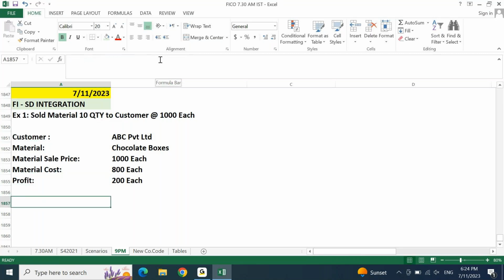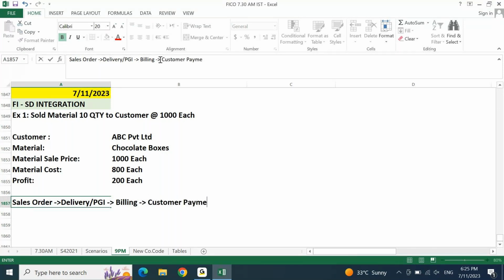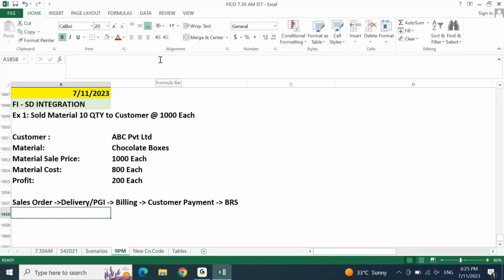First, when it comes to FI SD integration, your process flow is sales order. Based on the sales order, you will create delivery followed by PGI. Based on the delivery and PGI, you are going to perform billing. Based on the billing, you are going to receive the customer payment. Based on the customer payment, you are going to perform BRS. This is the process flow that is normally carried out during SD integration with FI.